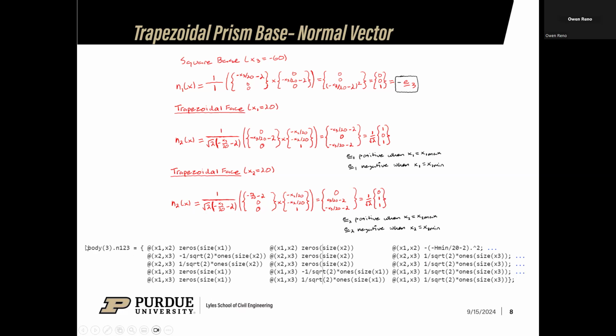And then just looking at that final output of the code that I put in MATLAB. When it's x1 min, E1 is negative. When it's x1 max, E1 is positive. x2 min, E2 is negative. x2 max, E2 is positive. And then when we're at that square base, it's negative for E3.